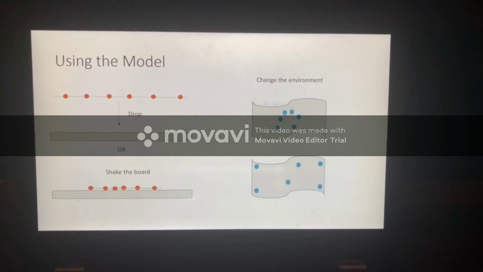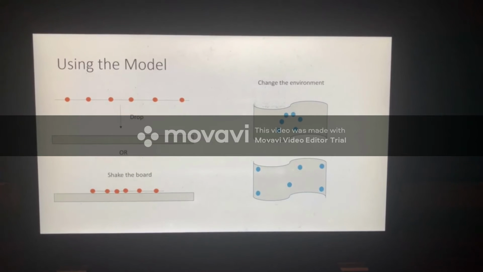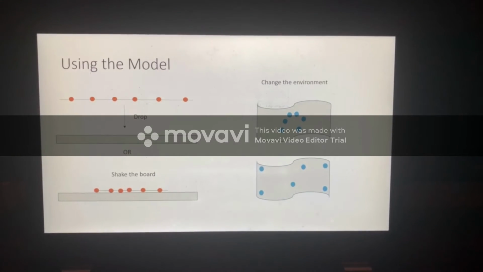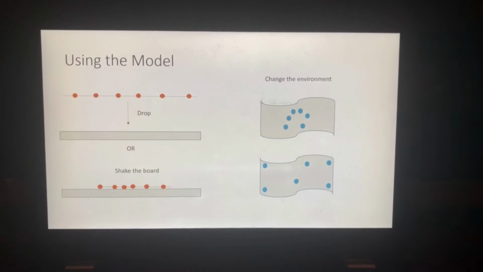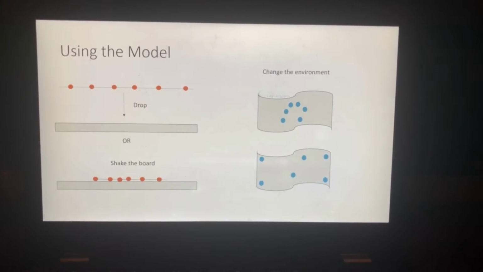To actually use this model, there's 2 different ways you could do this. You can drop the polypeptide structure onto the magnetic board. That'll give you a different structure every single time. Or you could place it on the board and then shake the board to try to have the amino acids roll around on the board, showing different conformations.